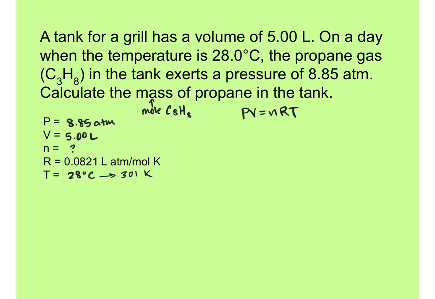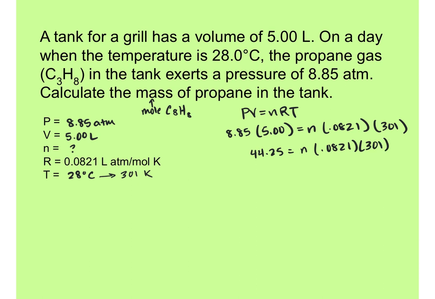So PV equals nRT. We're going to plug in our numbers. Pressure is 8.85 atmospheres. The volume is 5.00 liters. N is our unknown variable. R is 0.0821. T is 301 Kelvin. So we multiply the stuff on the left. We get 44.25 equals n times 0.0821 times 301. We divide out the stuff on the right to isolate n by itself. We find that n is 1.79 moles of propane.